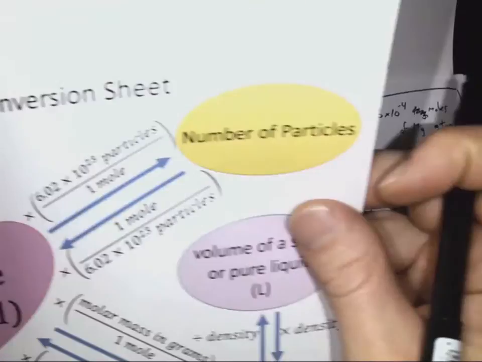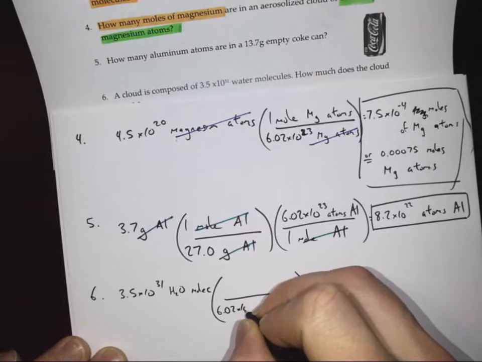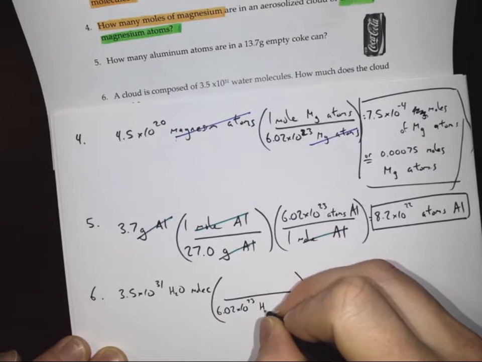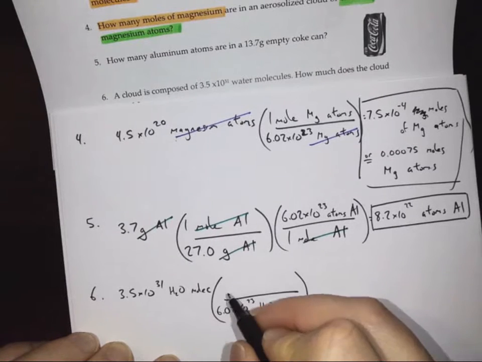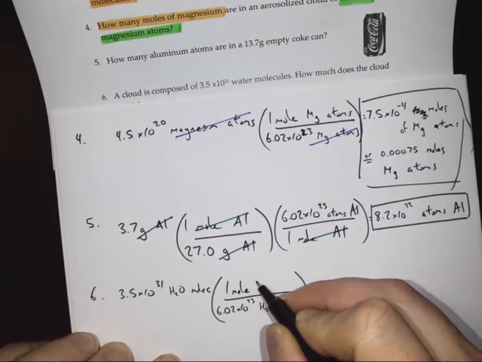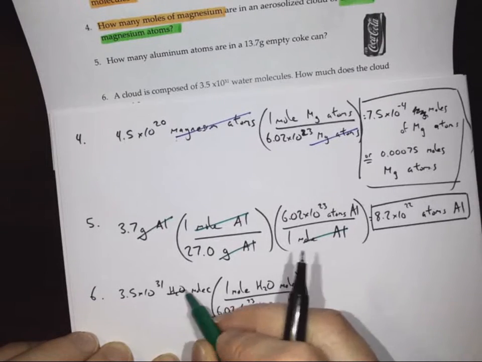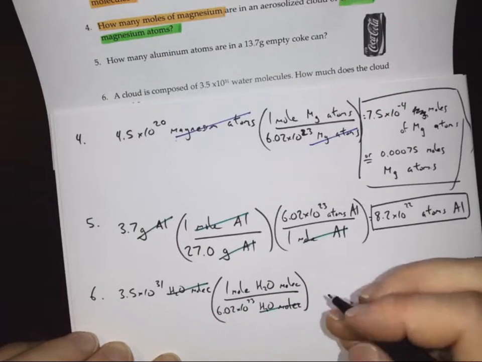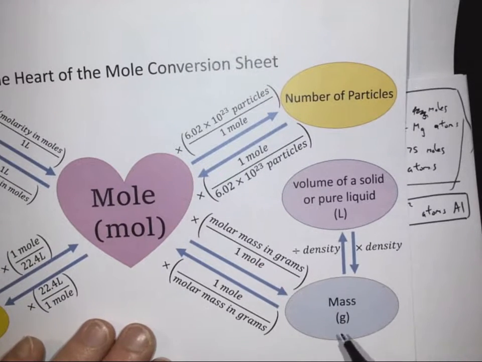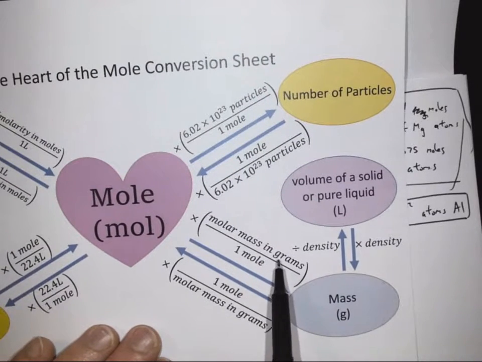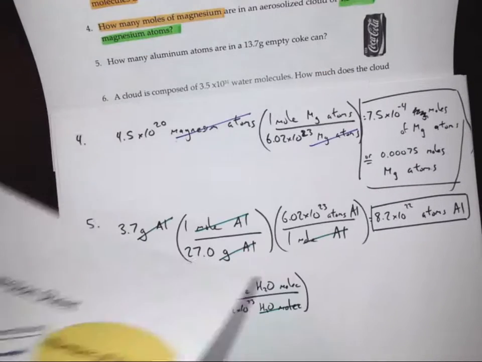So we go here, we're going to cancel out our units of water molecules. So 6.02 times 10 to the 23 water molecules, and above, that's just 1 mole of water molecules. And our water molecules cancel out. That's fine. Now, to move from mole to mass, it looks like I need the molar mass of water. That'll be in grams per mole.